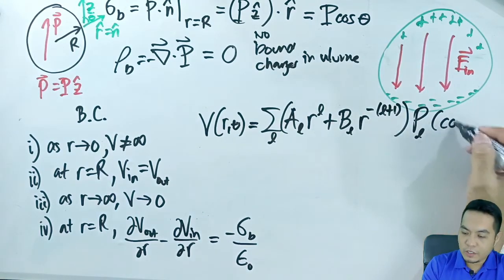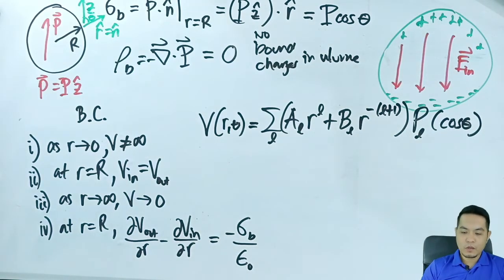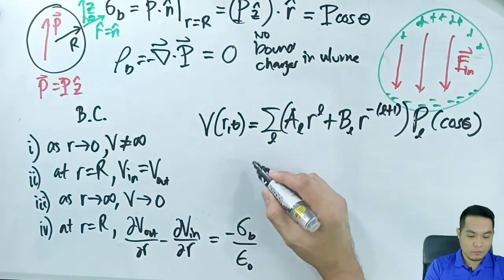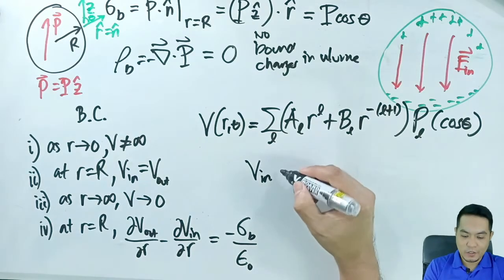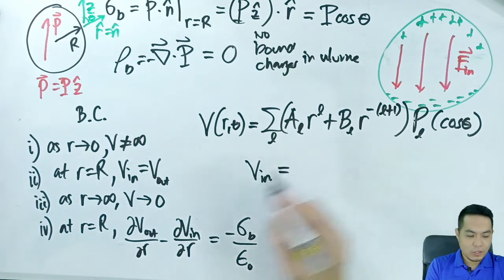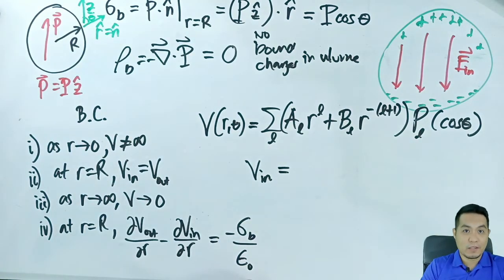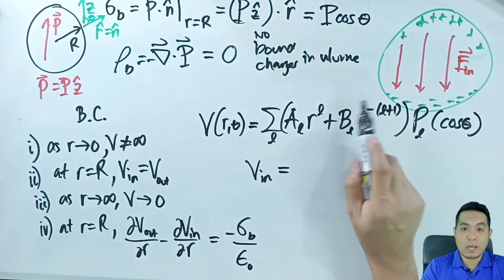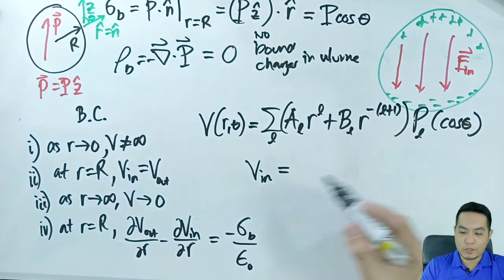So it's in terms of Legendre polynomials. Okay, so from this, if we apply boundary condition 1, we can formulate the general solution for the potential inside. As r approaches 0, the potential must not be infinite, or must be finite. So this term, r to the negative L plus 1, will reach infinity when r approaches 0. So we must set DL to be equal to 0.